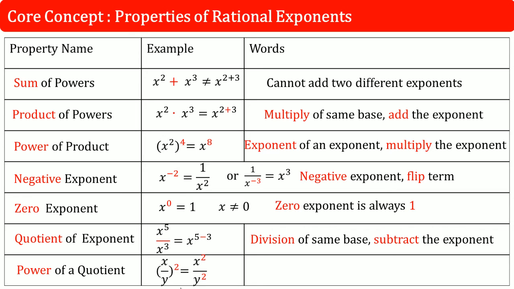If you divide, which is that red, you see the divide symbol, of the same base, they're both the same base, they're both x's, what you're going to do is subtract the exponent. So here, 5 divided by 3.